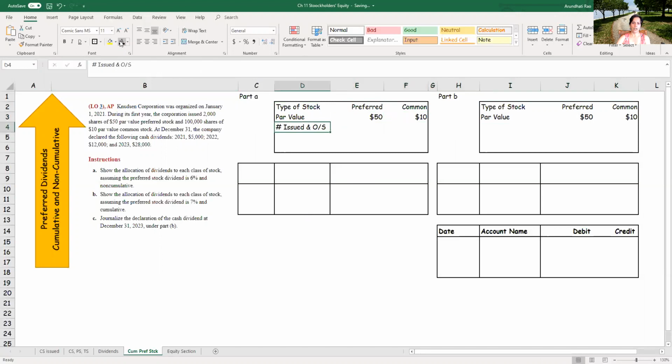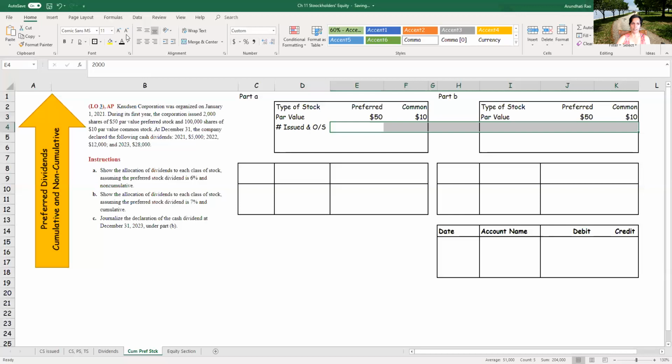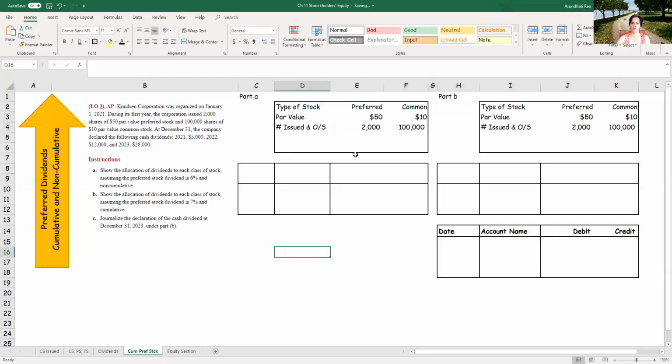How many are issued and outstanding? Those are the ones who are going to get the dividends. So again, it's the same in both cases. I have 2,000 shares of preferred stock and 100,000 of common stock. Now that part is all the same. What's different now is the dividend rate. The rate of dividend for the preferred shareholders, in the first case, we've said is 6%. In the second example, we're saying it's 7%.